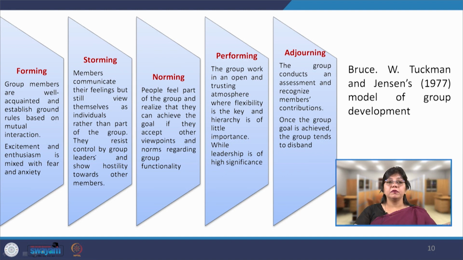Once the group norms are identified, the group tends to move on to the fourth stage, that is performing.